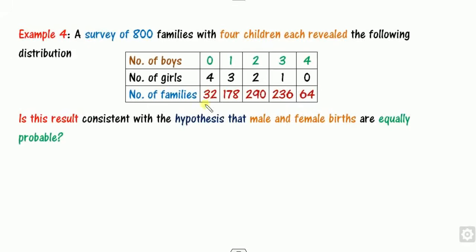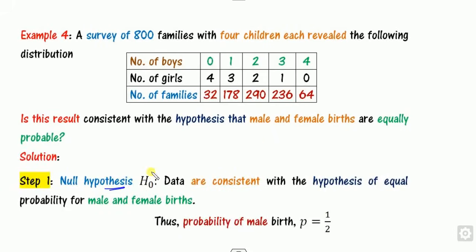Look at one more example. A survey of 800 families with 4 children each reveals this. Is this result consistent with the hypothesis that male and females are equally probable? Okay, so now look at that, there are males and females, so that is boys and girls. So firstly we will state the null hypothesis: the data are consistent with the hypothesis of equal male and female.